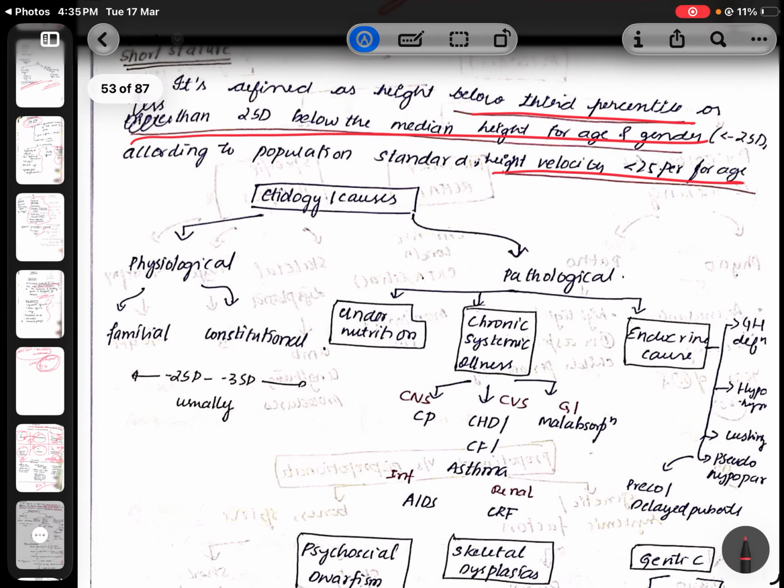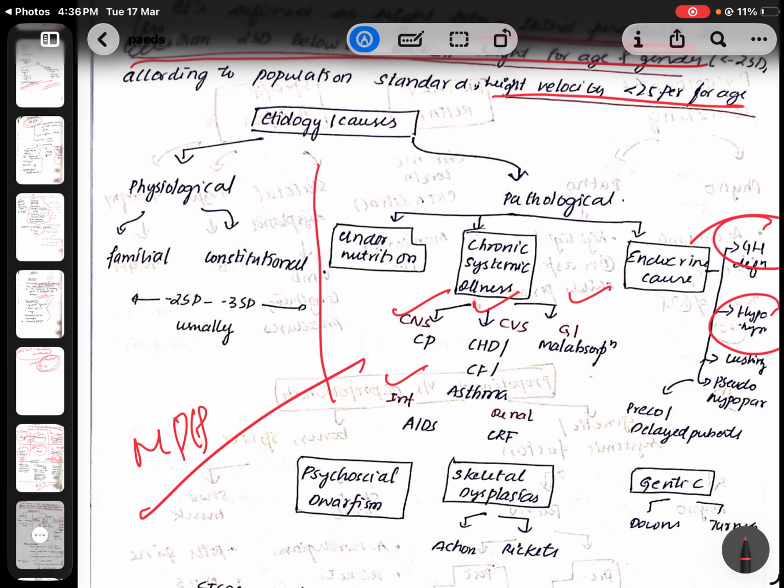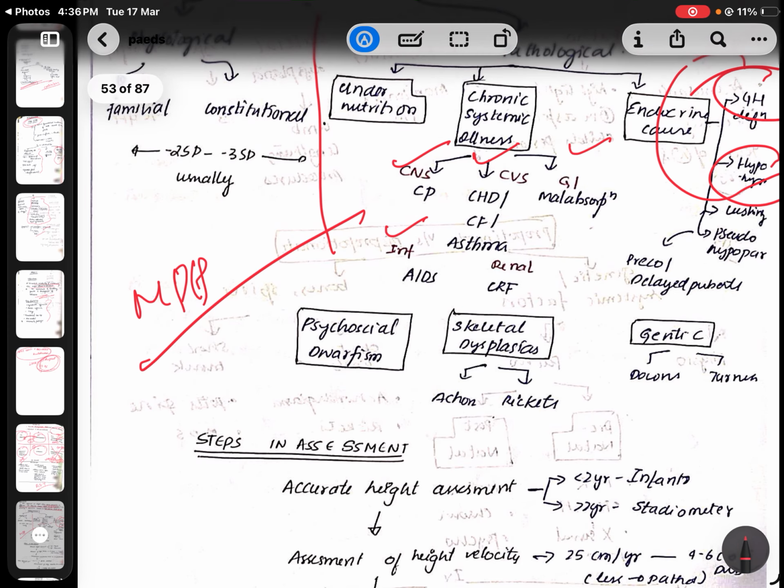While writing etiology, divide into physiological and pathological, and write everything. For example, I have classified it under systems. The major thing is they want you to differentiate whether it is due to GH deficiency or hypothyroidism. Mostly in OPD, what you see is something related to physiological, where you calculate mid-parental height and come to a conclusion that it might be a physiological thing. Correct, but this is what they don't want you to miss. There are other causes which also can be there.